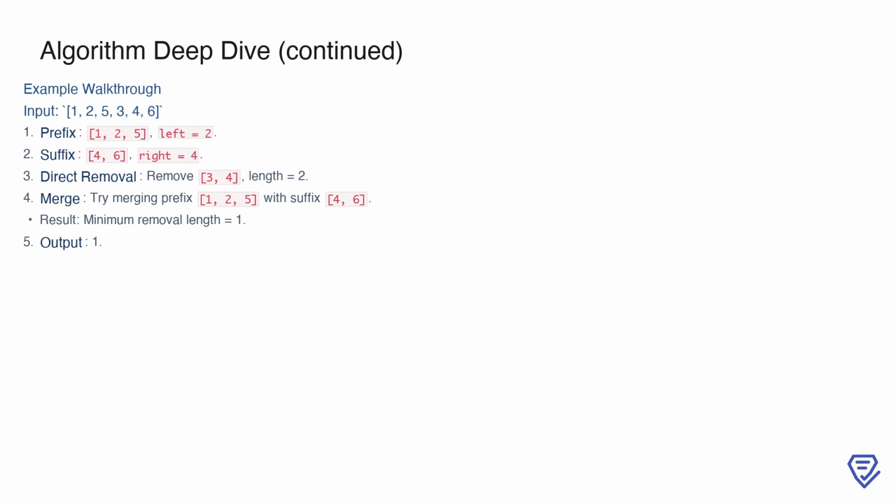Using the two-pointer technique, we determine that removing just the element 3 allows us to merge 1, 2, 5 with 4, 6, resulting in a valid sorted array. The minimum removal length is therefore 1. This example highlights how combining the prefix and suffix effectively minimizes the removal length while maintaining efficiency.